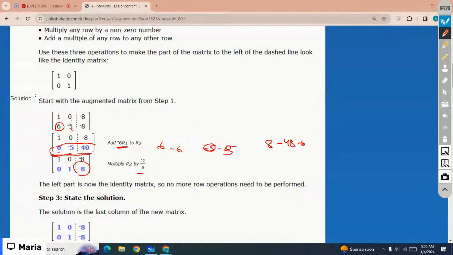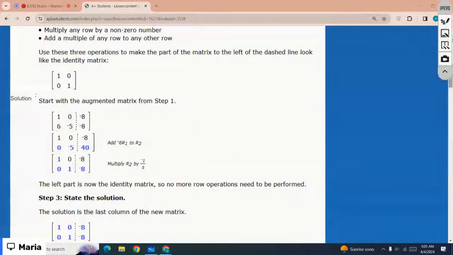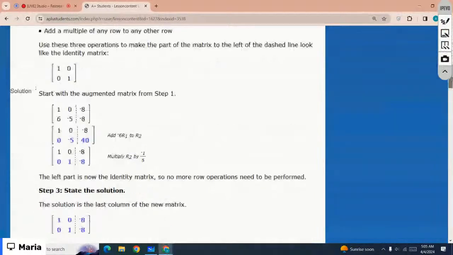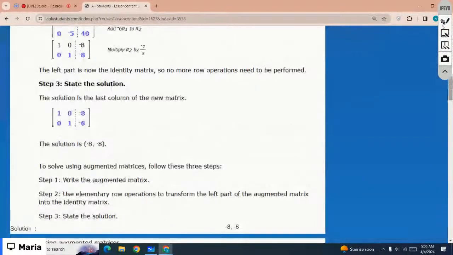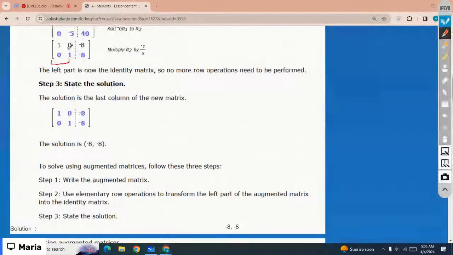So you can see you transformed the left part of the matrix to 1 0 and 0 1, and here you are left with negative 8 and 8. Basically that is the solution of the system of linear equations, right? So to solve using augmented matrices, you have to follow three steps. Write the augmented matrix first, then use elementary row operations to transform the left part of the augmented matrix to the identity matrix, and then you have to state the solution.